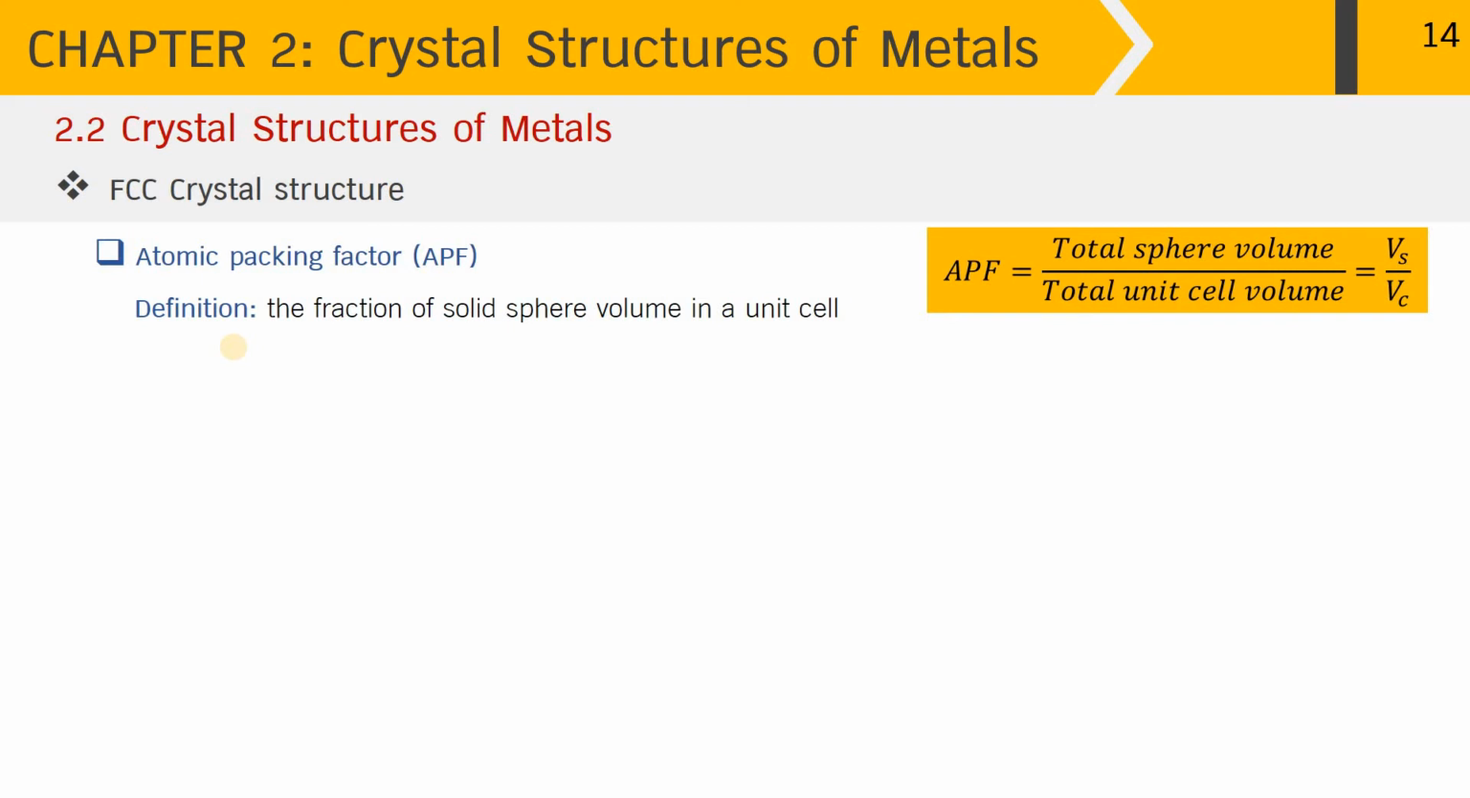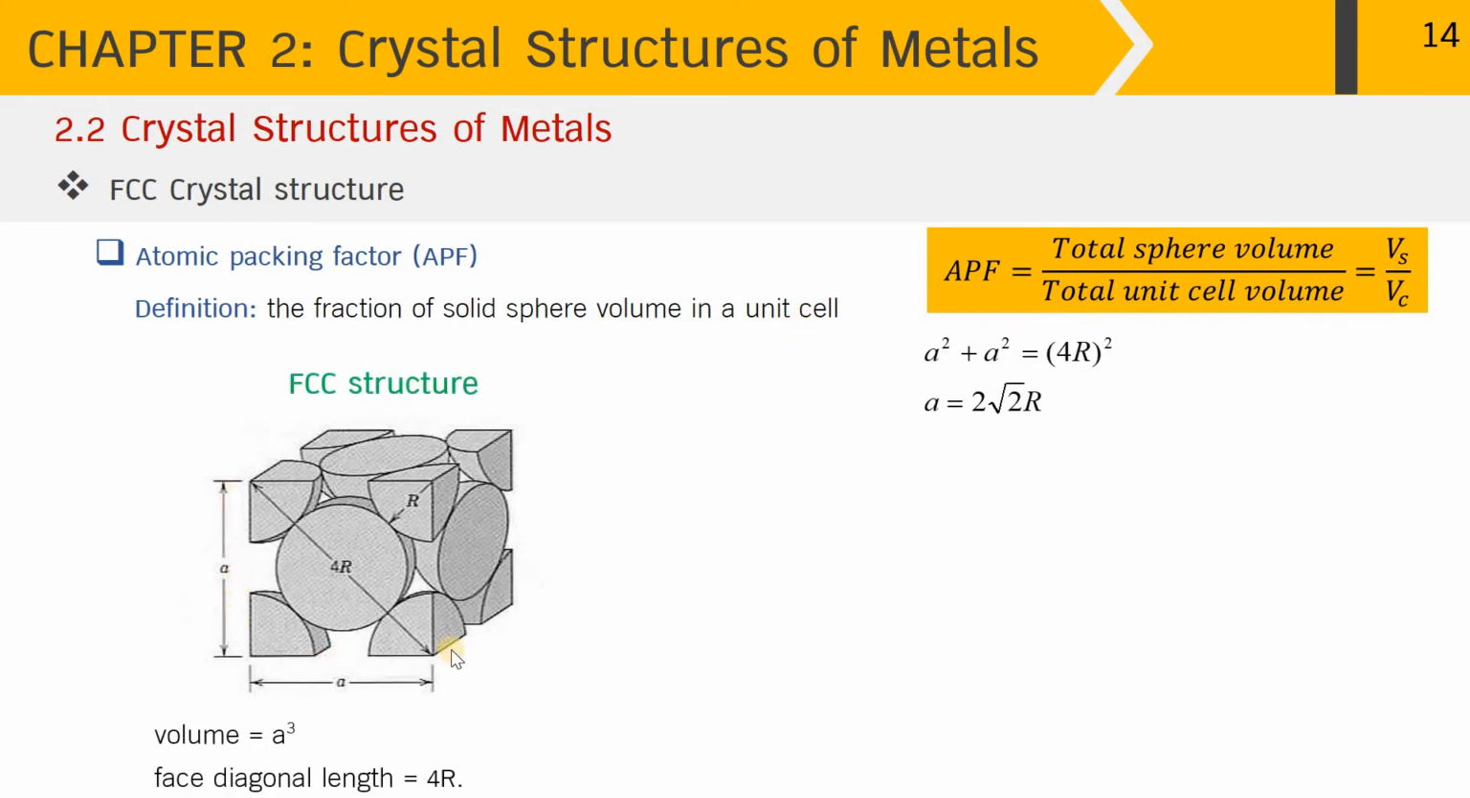Now for the atoms that are closely packed, it's important to see how much space in the cube is occupied by the atoms, and it will relate to the plastic deformation of the metal itself. Here's the parameter: the atomic packing factor, or APF. APF can be calculated as the ratio of total sphere volume, or Vs, divided by total unit cell volume, or Vc. The definition of the atomic packing factor is the fraction of solid sphere volume in a unit cell.